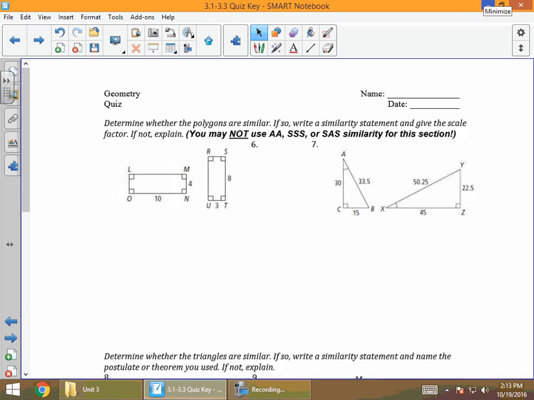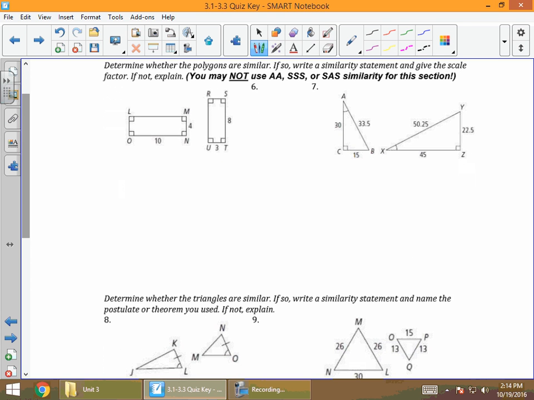Here is page 2 of the 3.1 to 3.3 quiz. This page is also worth 8, so it's going to give us a grand total of 16. I'll jump right in, taking a look at question 6 and question 7. Question 6 is worth 1 point, and question 7 is actually worth 2 points. So I'm going to do these two.